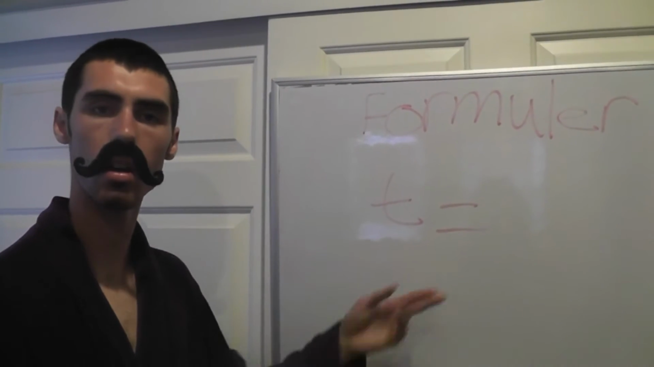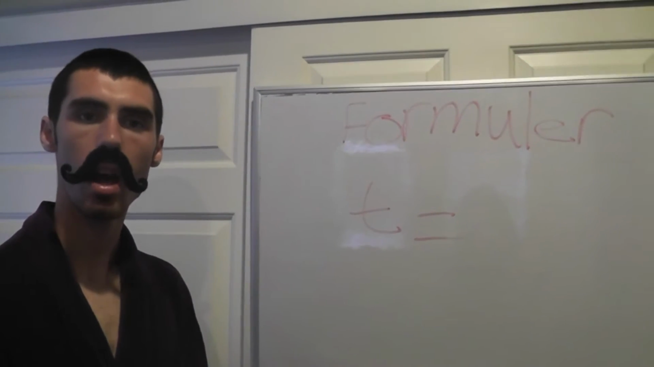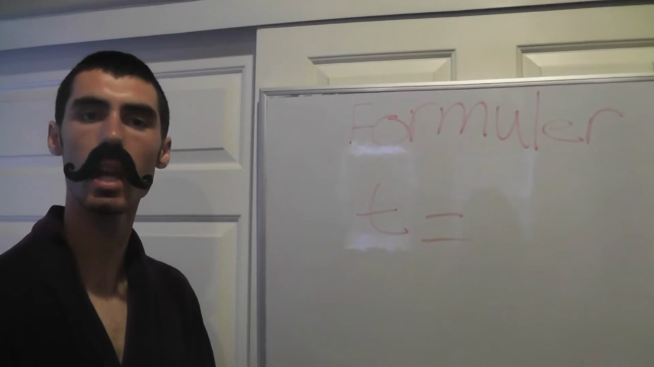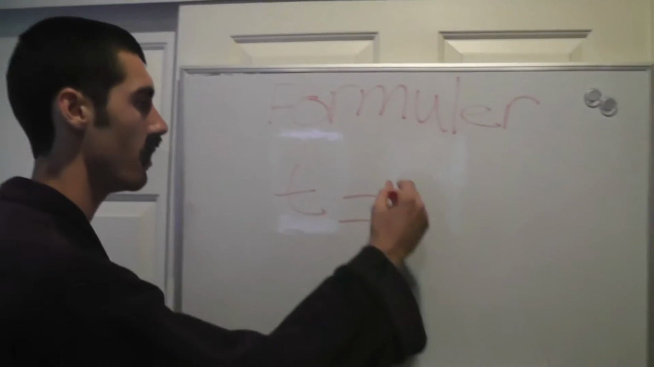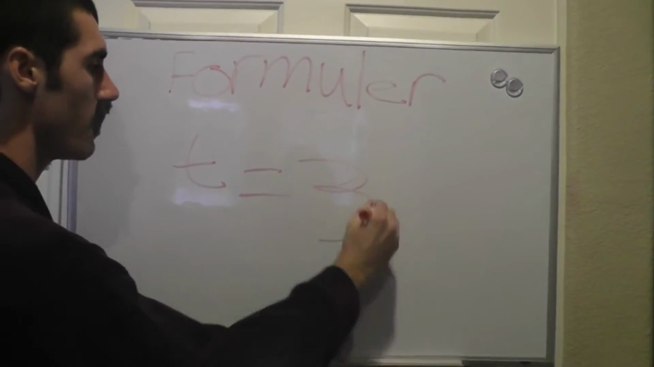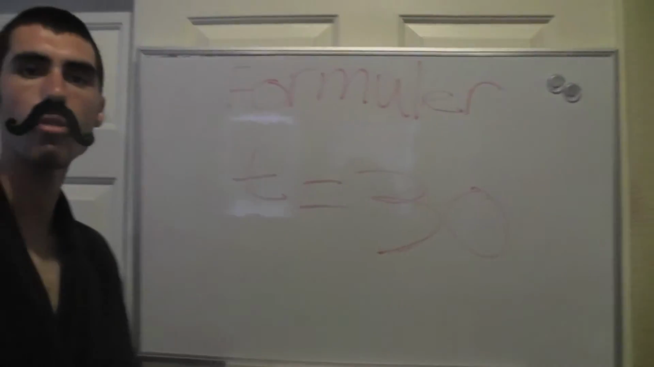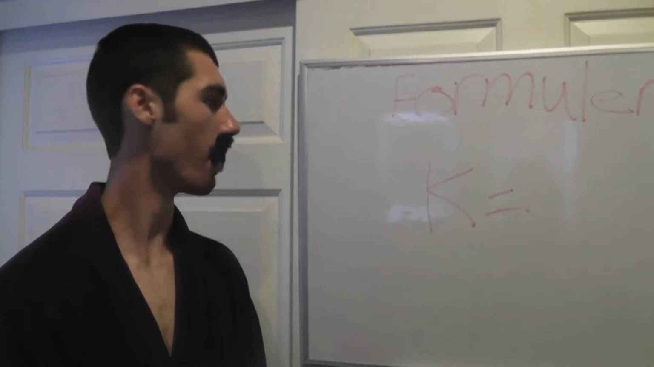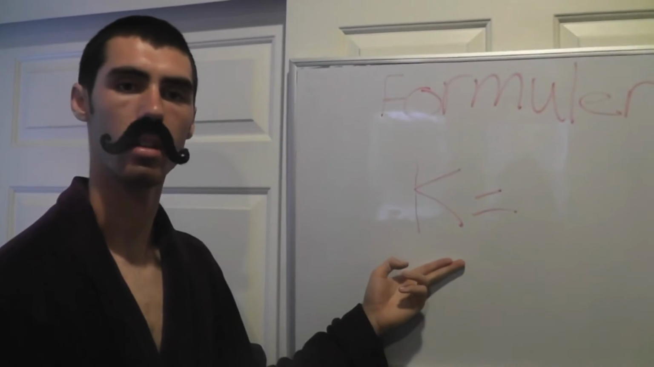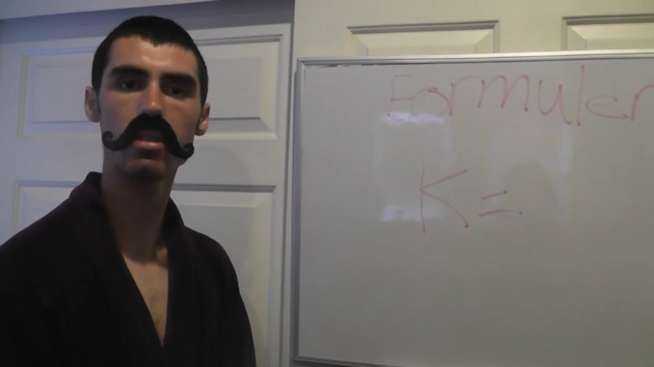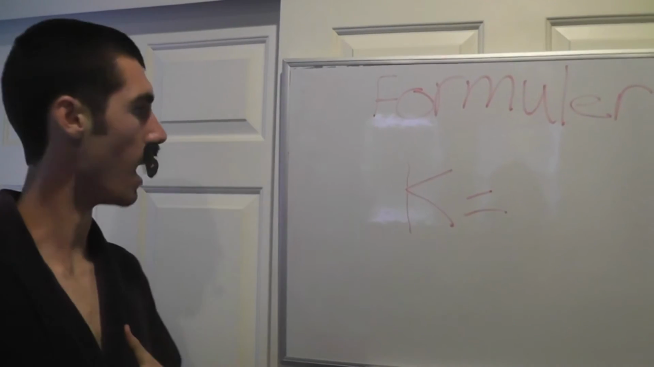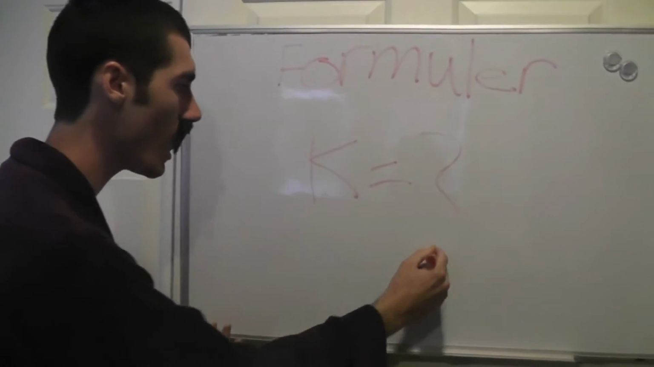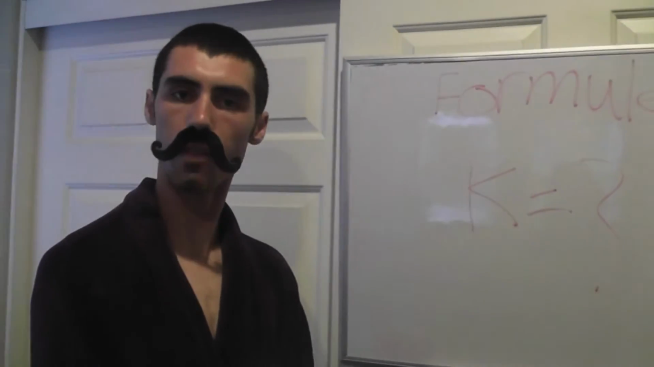Now let's solve for T. T is the amount of time I waited for my tea to cool down. I waited approximately 30 minutes. Now we are left with our final variable, K. K is the rate at which my tea cooled down. Blast! I don't know what K is. I have to find it.